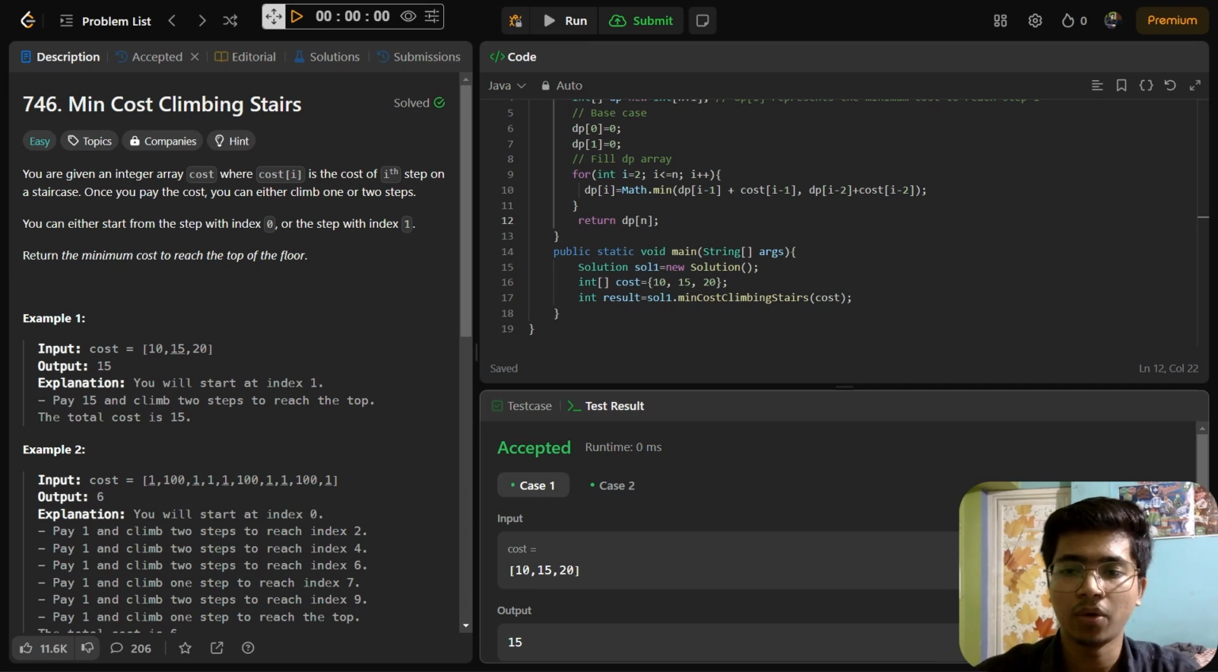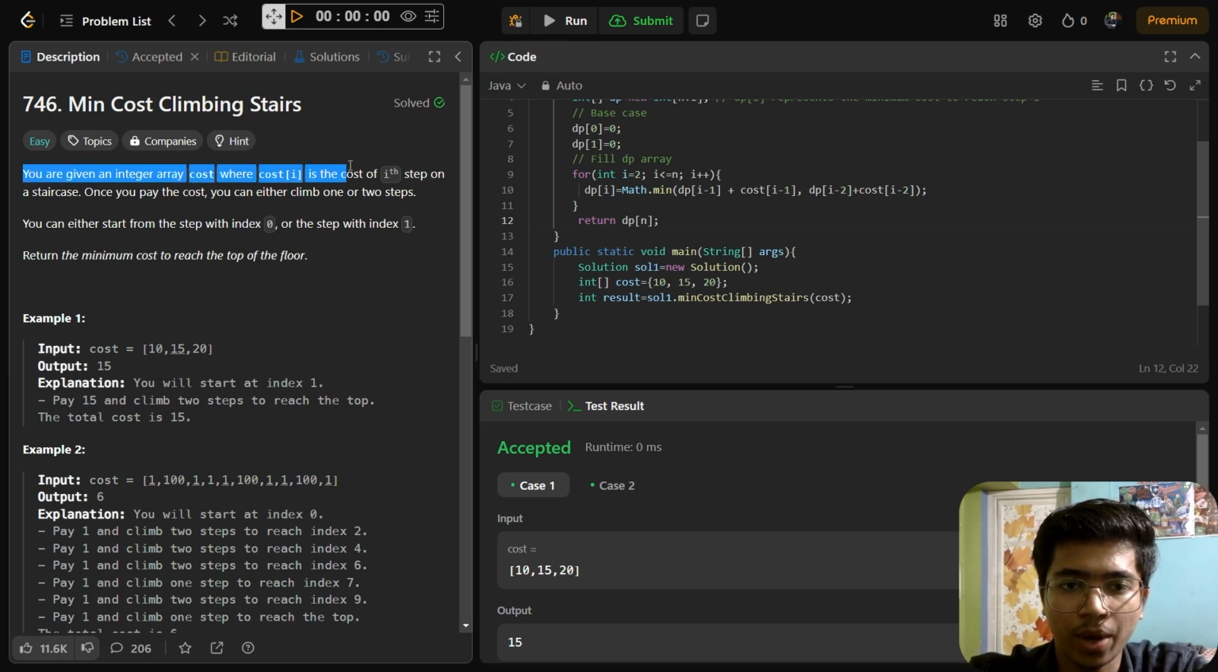To the new problem of dynamic programming, the Minimum Cost Climbing Stairs, LeetCode 746. So let's see what it tells in the question. You are given an integer array cost, where cost[i] is the cost of the ith step on a staircase. Once you pay the cost, you can climb one or two steps.